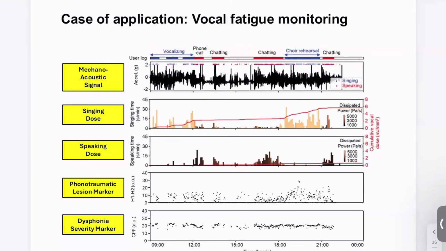Then we calculated their singing dose. You see, there's a lot of singing dose when they were doing singing, and there was a lot of speaking dose when they were speaking. And we see that their phonotraumatic lesion marker increased towards the end of the day. That means they are using their voice too much towards the end of the day. And there's also the dysphonia severity marker, which is flat throughout the day. That means they don't have a risk of developing dysphonia.